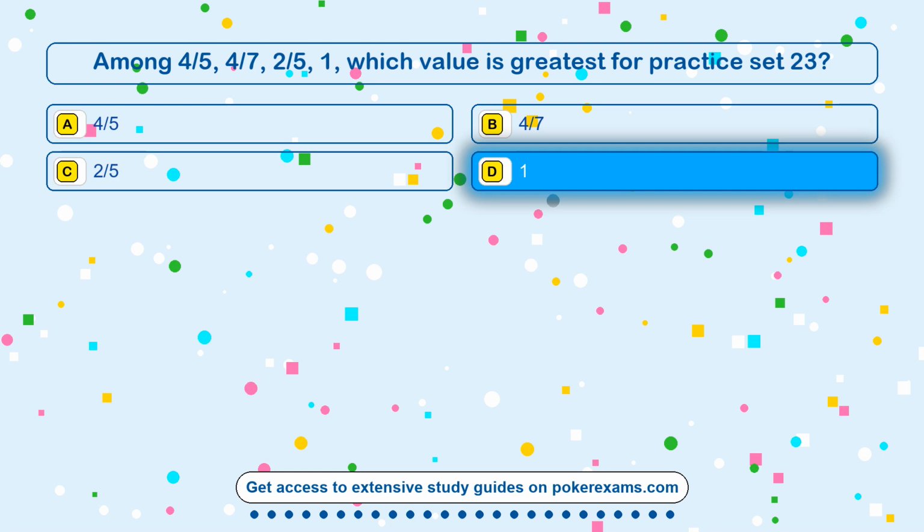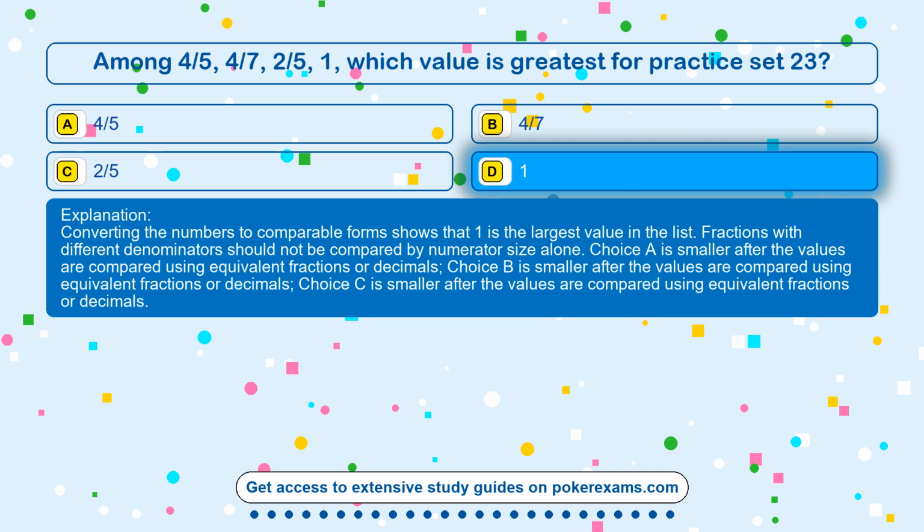The correct answer is option D, 1. Converting the numbers to comparable forms shows that 1 is the largest value in the list. Fractions with different denominators should not be compared by numerator size alone. Choice A is smaller after the values are compared using equivalent fractions or decimals, Choice B is smaller after the values are compared using equivalent fractions or decimals, Choice C is smaller after the values are compared using equivalent fractions or decimals.